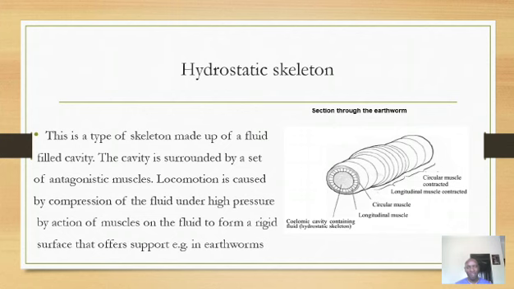We shall stop there for today. In our next lesson, we shall look at the other two types of skeletons, and then we shall as well compare them.